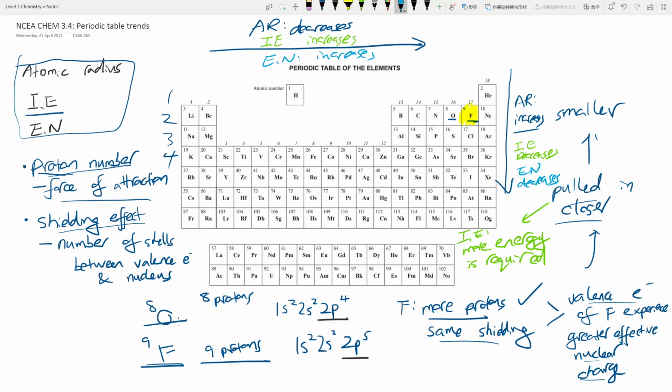Electronegativity, like I said before, is measuring the force of attraction between the nucleus and the bonding electrons. So it's how much do they want an extra electron? You can think of it that way. What is electronegativity? You know, how we look at the electronegativity difference to explain polarity.